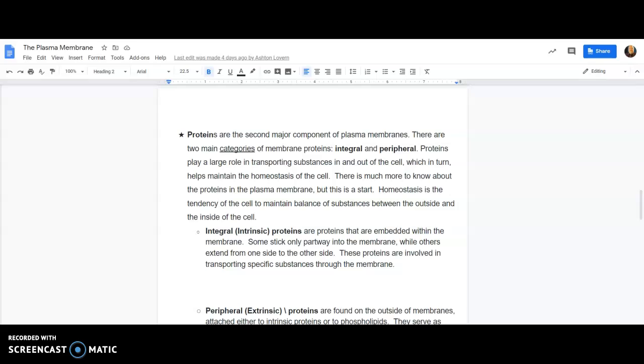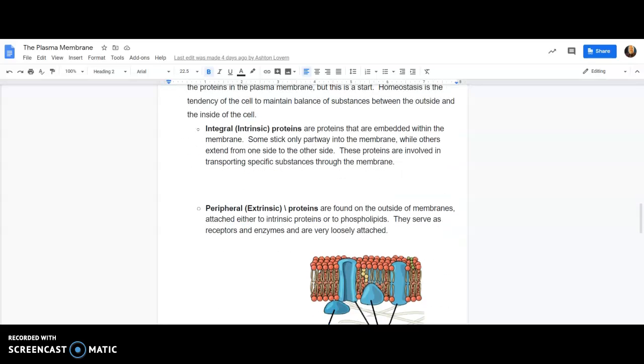Homeostasis, again, is the tendency of the cell to maintain balance of substances between the outside and the inside of the cell. Integral or intrinsic proteins are proteins that are embedded within the membrane. Some stick only partway into the membrane, while others extend from one side to the other side. These proteins are involved in transporting specific substances throughout the membrane.